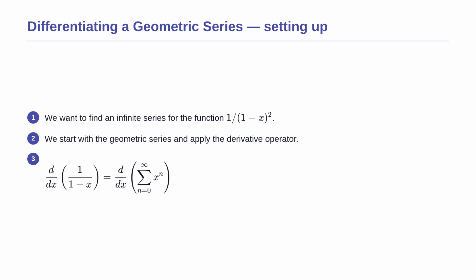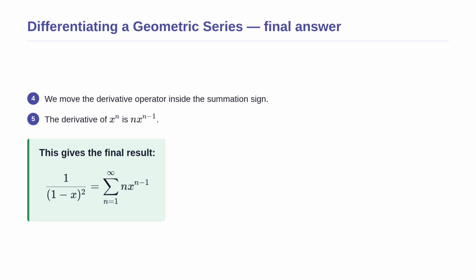We apply the derivative operator to both the sum function and the infinite series. According to the property of term-by-term differentiation, we can move the derivative operator inside the summation sign on the right side. This means we just need to find the derivative of x to the power of n, which is simply n multiplied by x raised to the power of n minus 1.